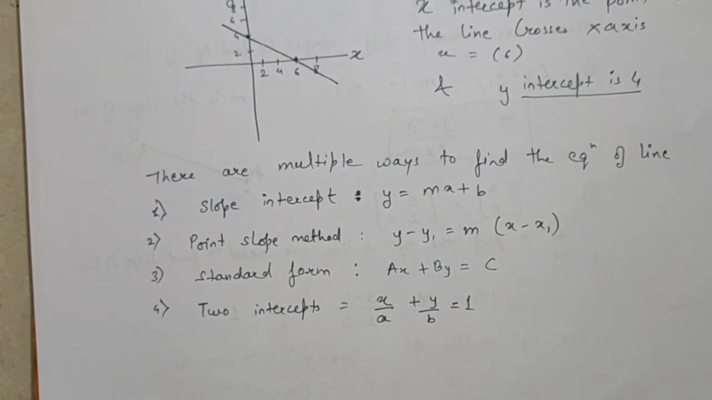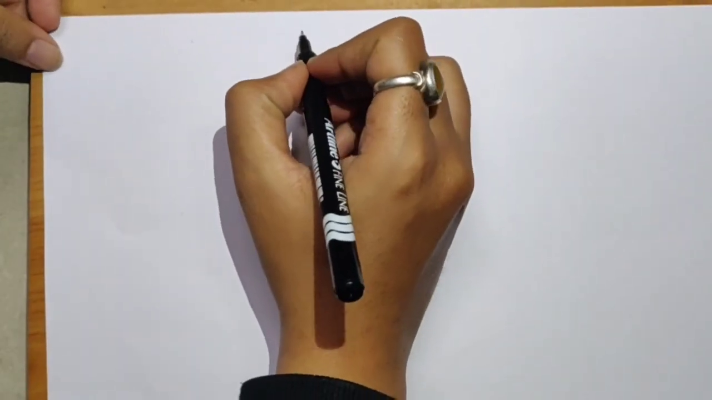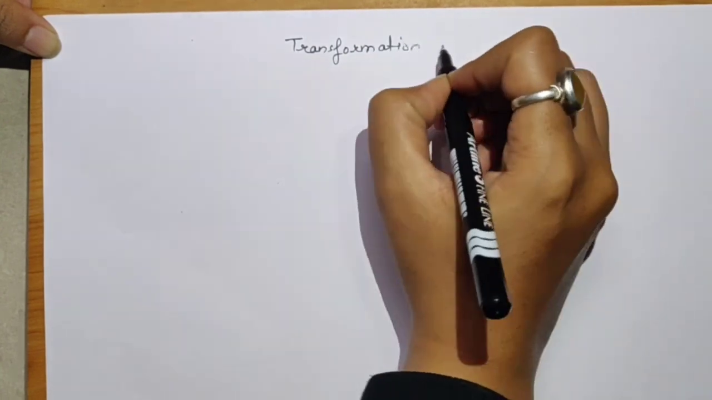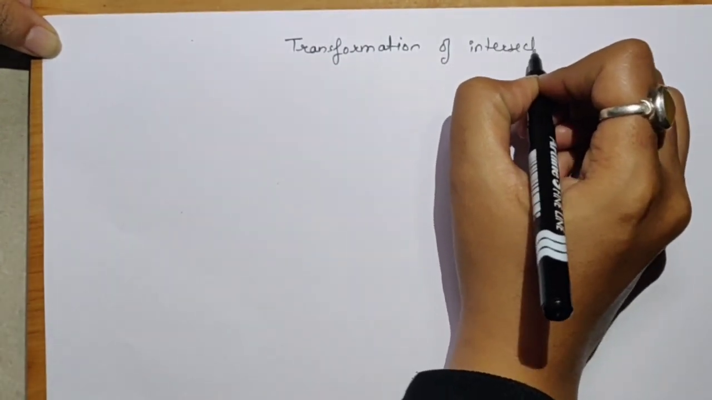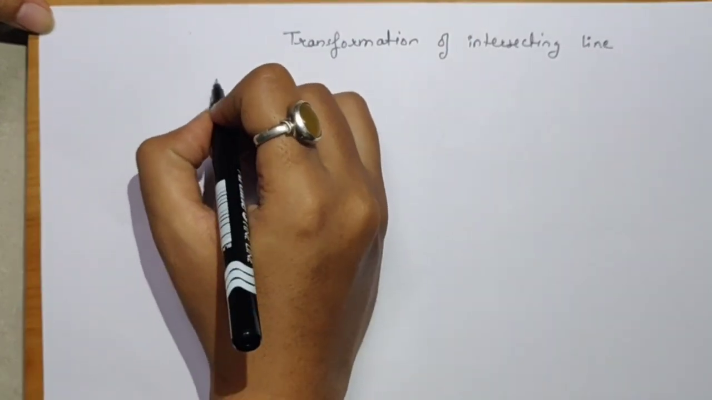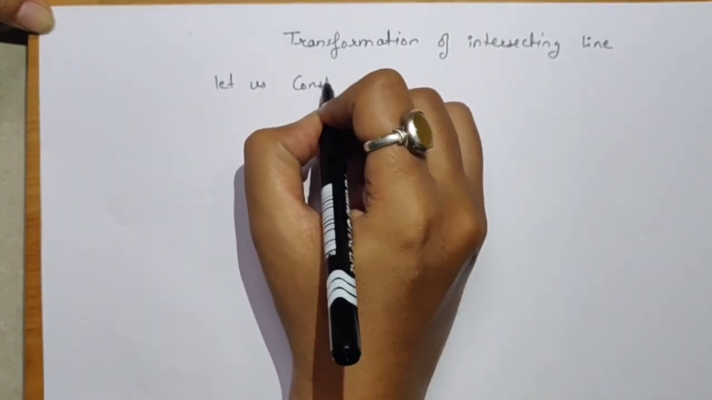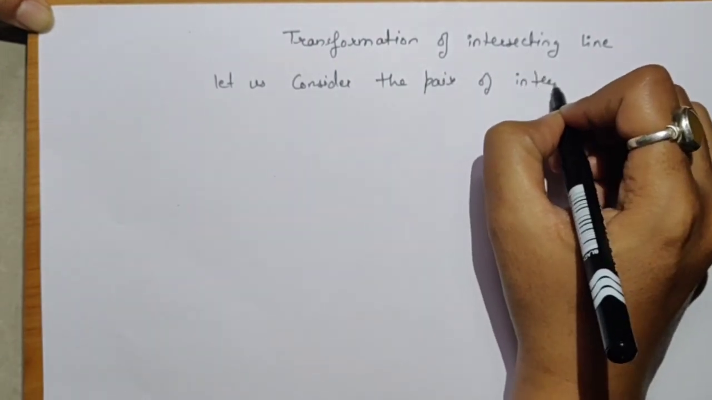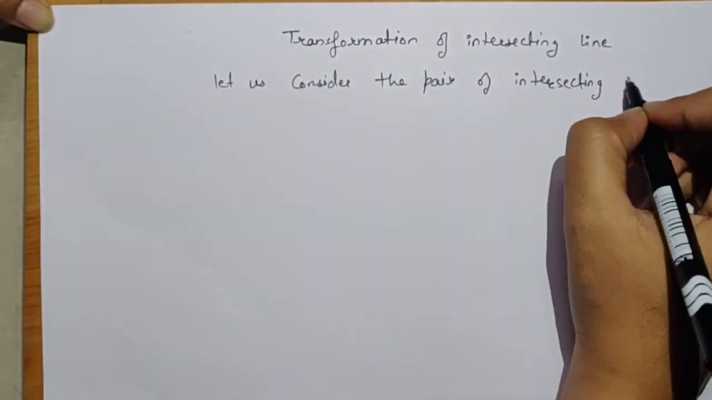So now let's move on to transformation of intersecting lines. We had already seen how to calculate the slope and how to calculate the equation of a line. So now let us consider a pair of intersecting lines.